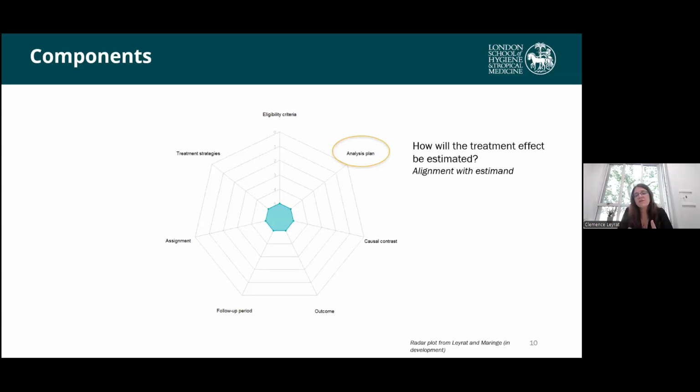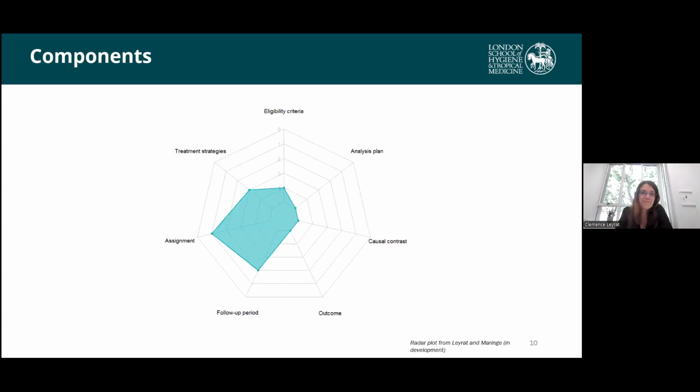And finally, we need to define the analysis plan and make sure that the analysis method matches the estimand. So actually the estimator is compatible with what we are trying to do. And often it's not the case. So that's why along the way, we need to make sure that everything aligns nicely.